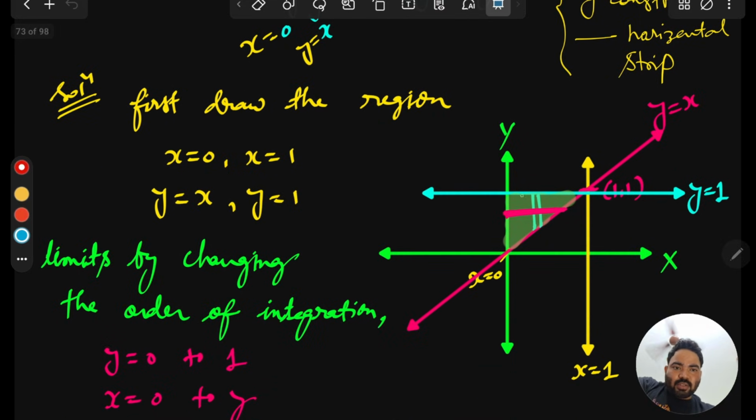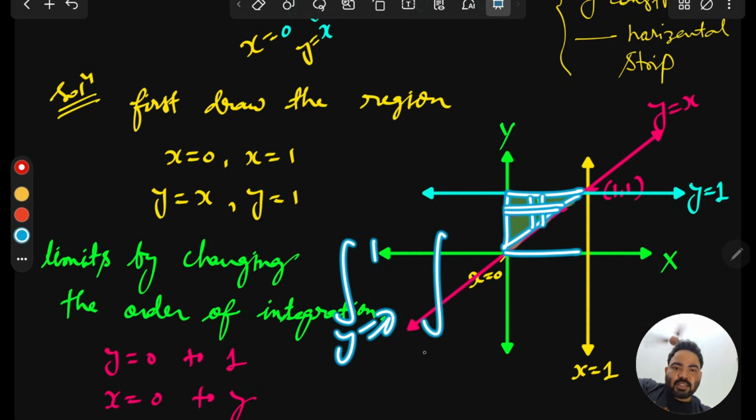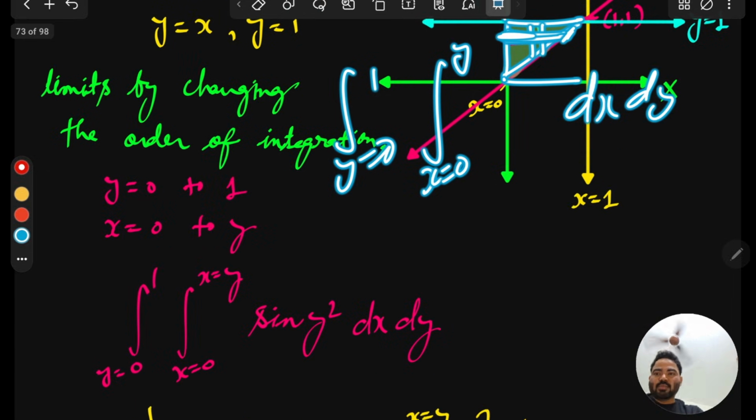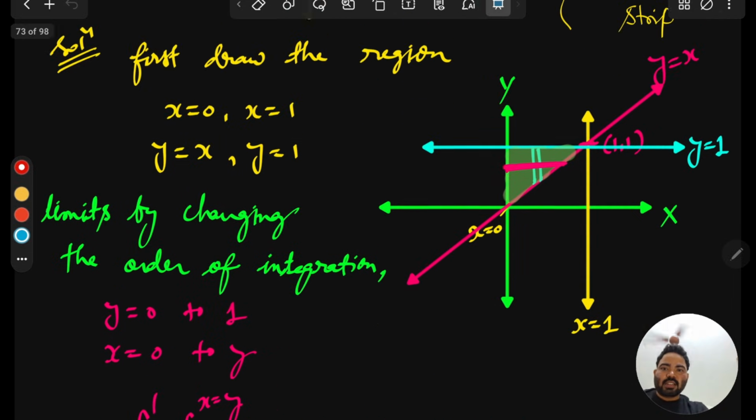So first of all you have to draw the region, and after that, if this is the vertical strip, then just make a horizontal strip. Vertical strip means x constant, y variable. Now to convert to y constant, x variable: y is moving 0 to 1, and how is x moving? The lower side is x equal to 0, and the upper side is x equal to y, and now your integral order will come as dx dy. Then this will be easy. So see how we will write the solution.